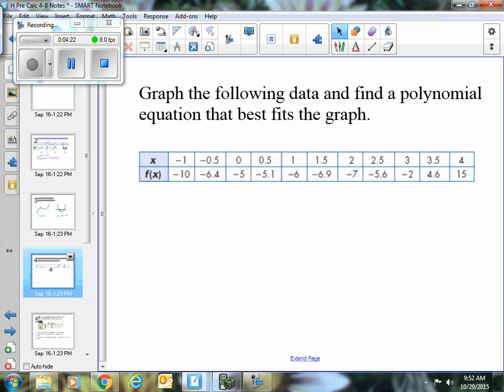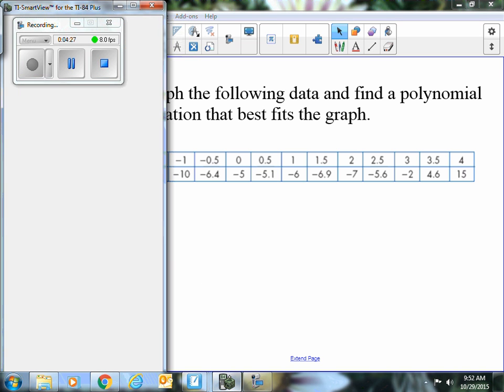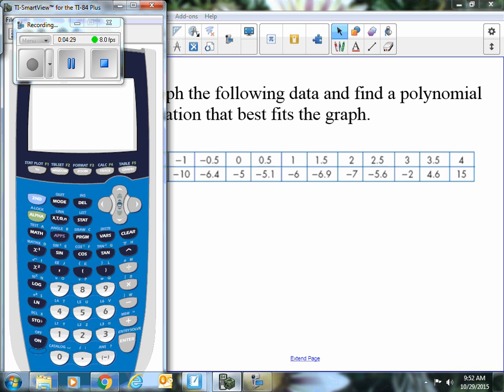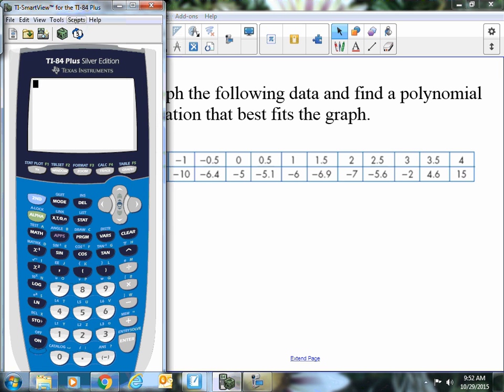All right, so let's try a set of data and see if we can figure out how we can represent this information. On your graphing calculator, you're going to go to the stat menu, and you're going to go to edit, and you're going to enter your data in list 1 and list 2. So X is in list 1, Y is in list 2.